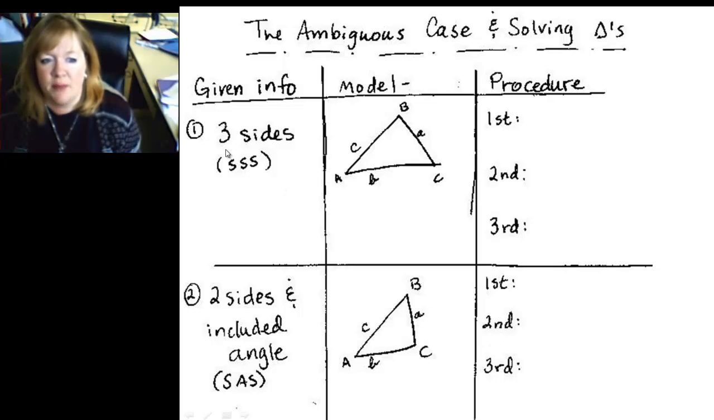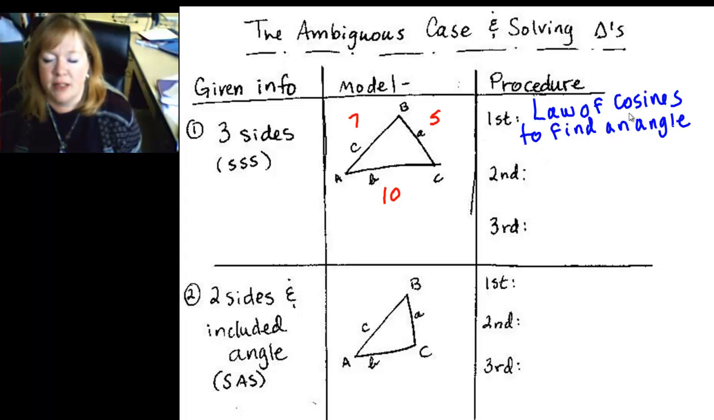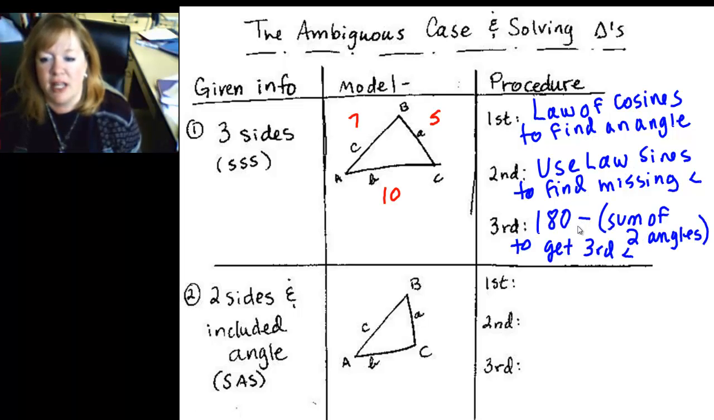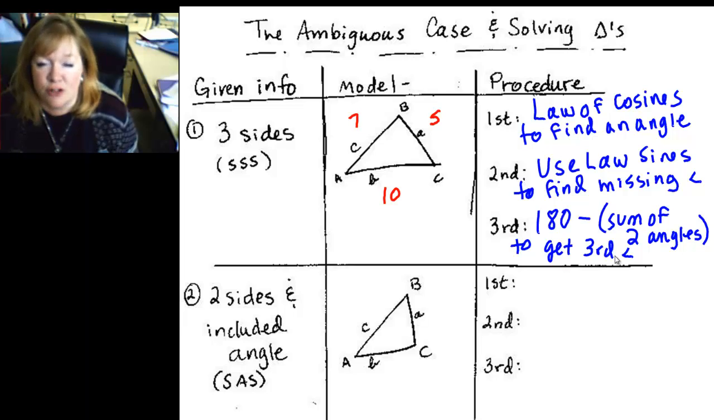The first type I'm going to talk about has three sides, side, side, side. So in other words, they give you the lengths of the three sides of a triangle. So here's your procedure. Your first step is going to be to use the law of cosines to find an angle. Once you find the angle, then you can use the law of sines to find the other missing angle. And then third, you're going to take 180 minus the sum of those two angles to find the third angle. Remember, when you're solving a triangle, you're finding any missing sides or angles.